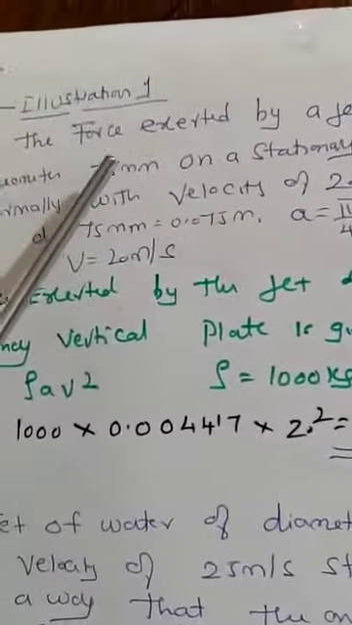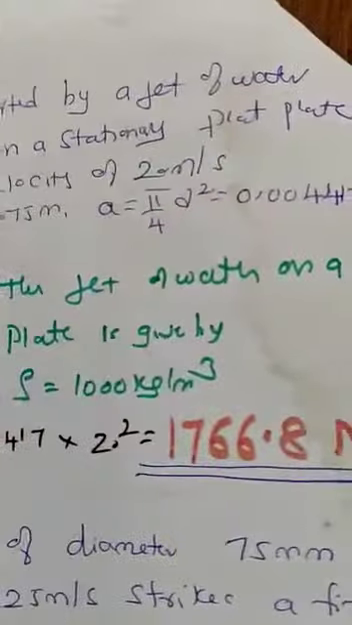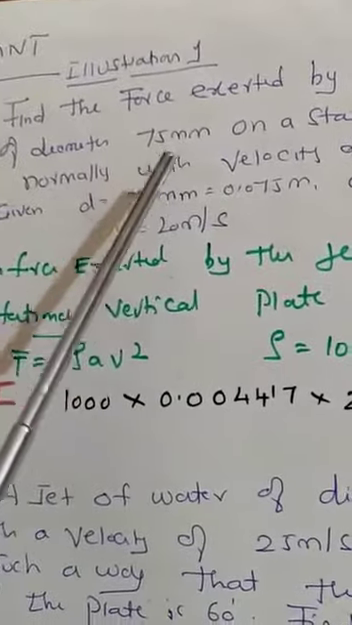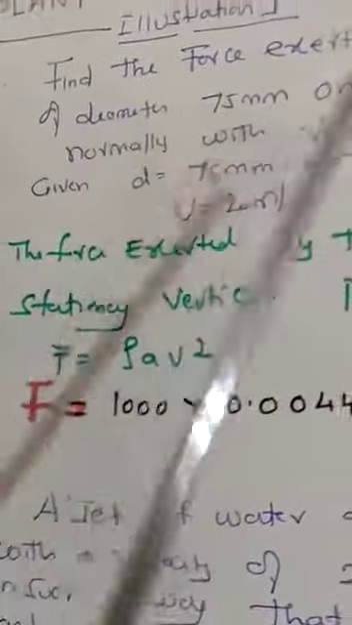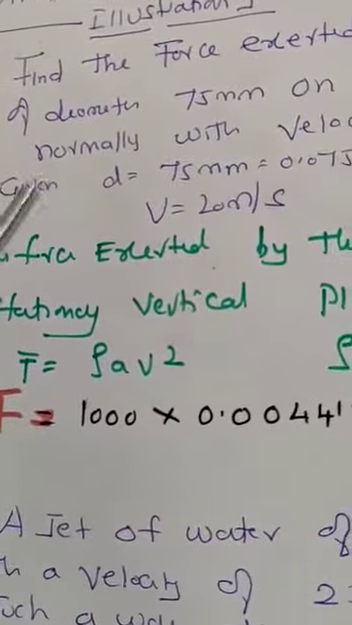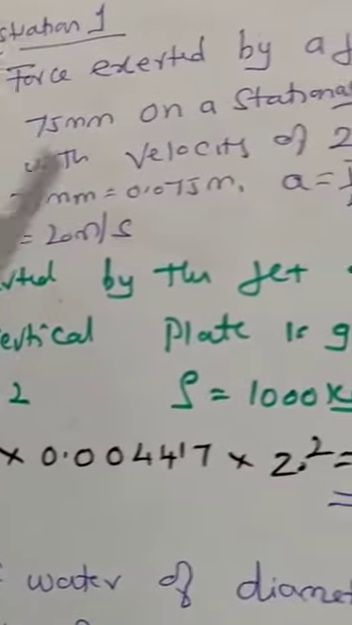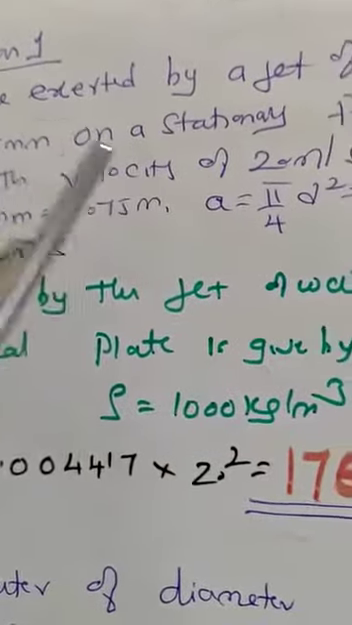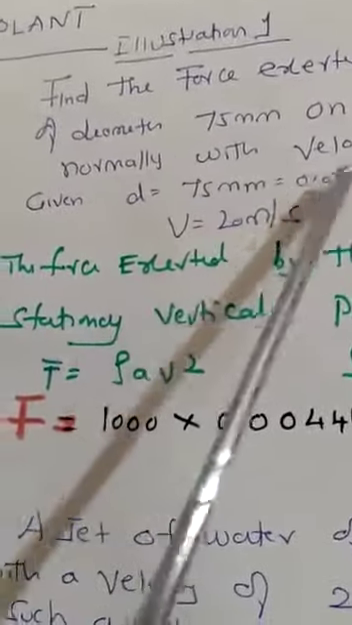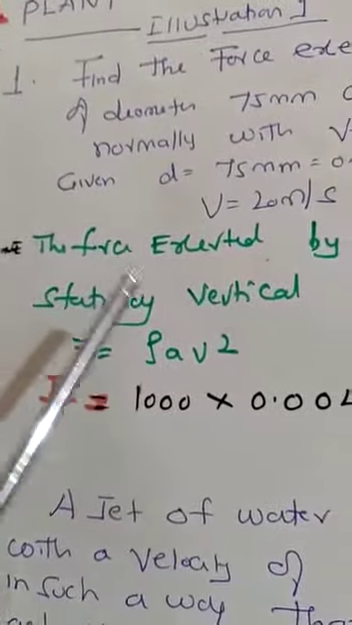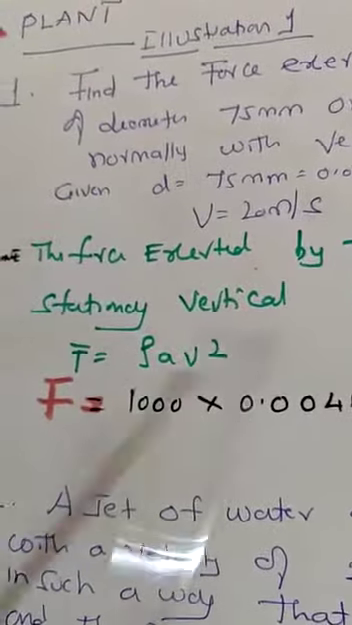Let us see two typical examples. Example 1. Find the force exerted by a jet of water of diameter 75 mm on a stationary plate, normally, with a velocity of 20 meter per second. So that means it is hitting the plate normally. From the given data, the diameter of the jet is given as 75 mm; convert into meter, 0.075 meter, and find out the area. And the velocity of the jet is also given, 20 meter per second. Here it is a stationary vertical plate. The plate is not moving, right?